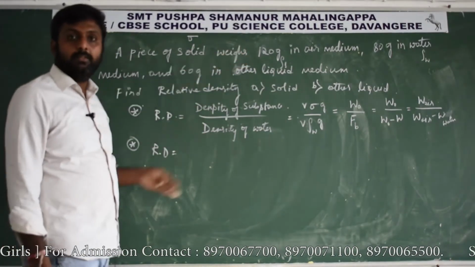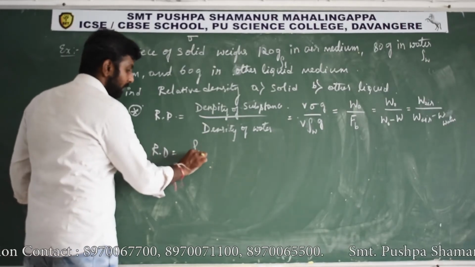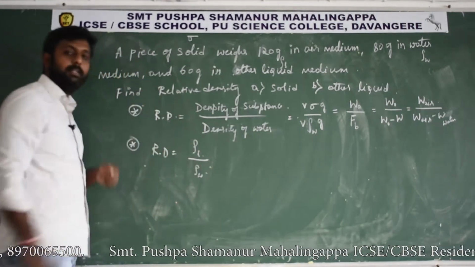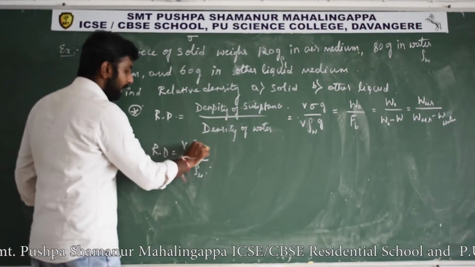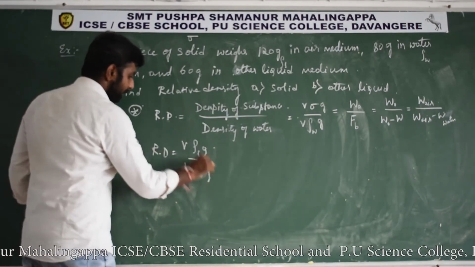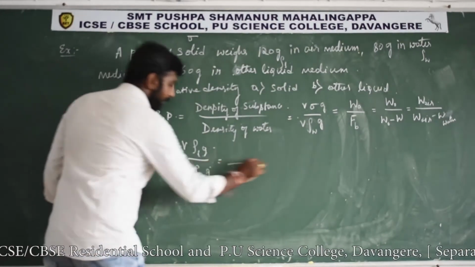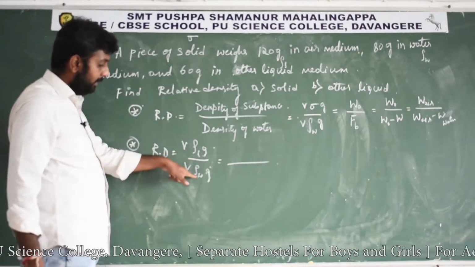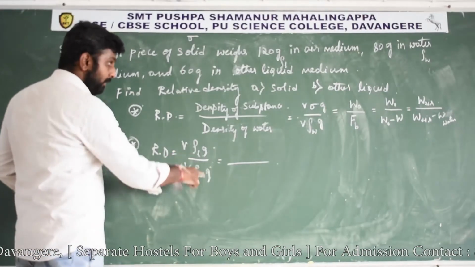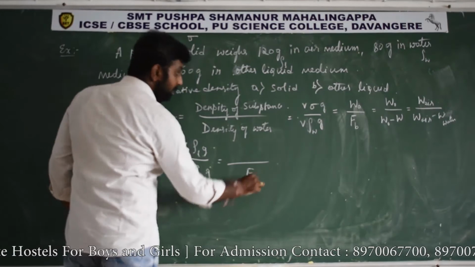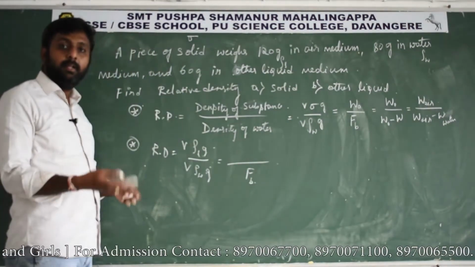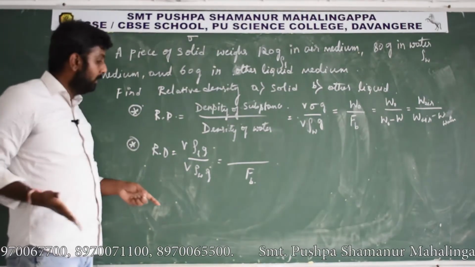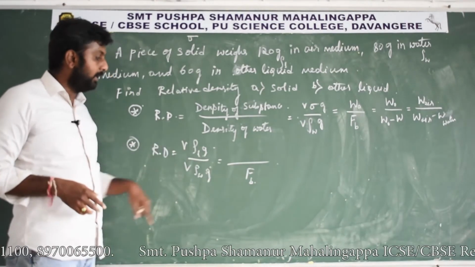Next, another one, liquid is also there, right? So for that, rho L, density of liquid, by density of water. Then again I will multiply Vg and divide by Vg. Then in the denominator, rho W g, that means volume multiplied by density of water into g. This is nothing but the force of buoyancy. If any object is placed in water, the water will apply force in the upward direction. That is force of buoyancy due to water, right?